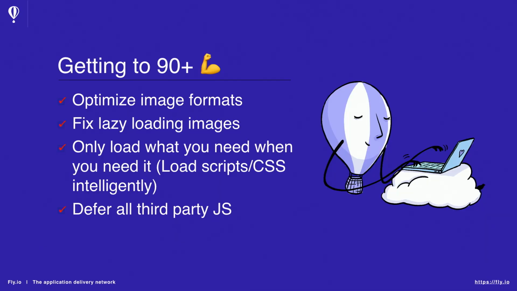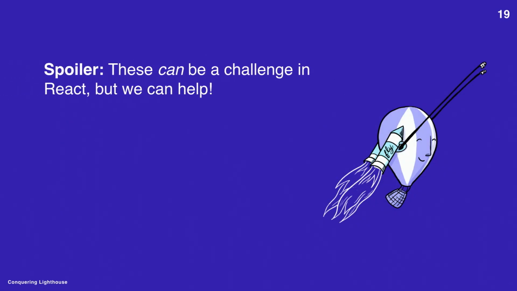So unfortunately, the third-party JavaScript kind of bums us out for our performance, but we do want to get to 90. And like I said, deferring the third-party JavaScript will help. Optimizing your image formats with WebP, fixing your lazy loading images, and then loading what you need when you need it. Yay, there we go.